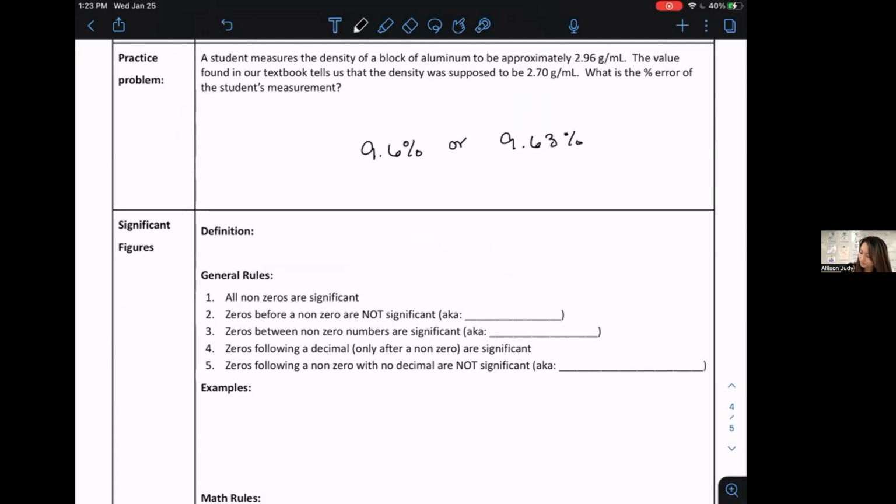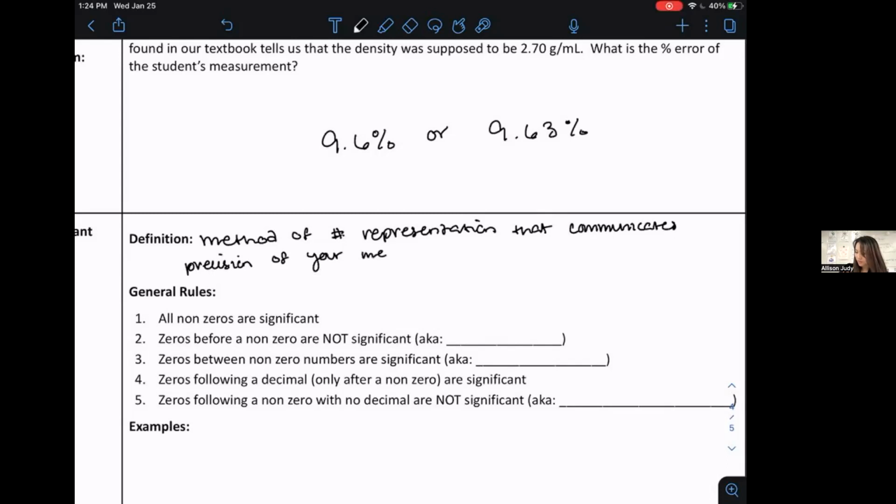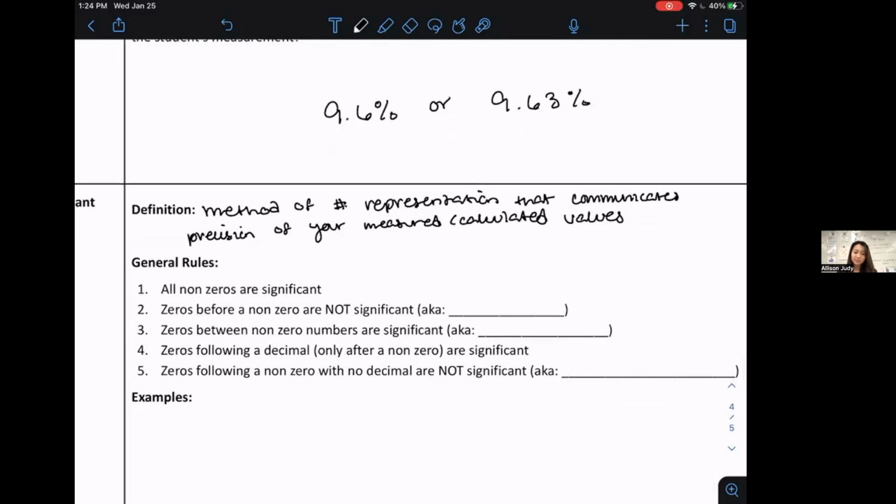It is a method of numerical representation that communicates precision of your measured or calculated values. So, general rules, and you must memorize them.